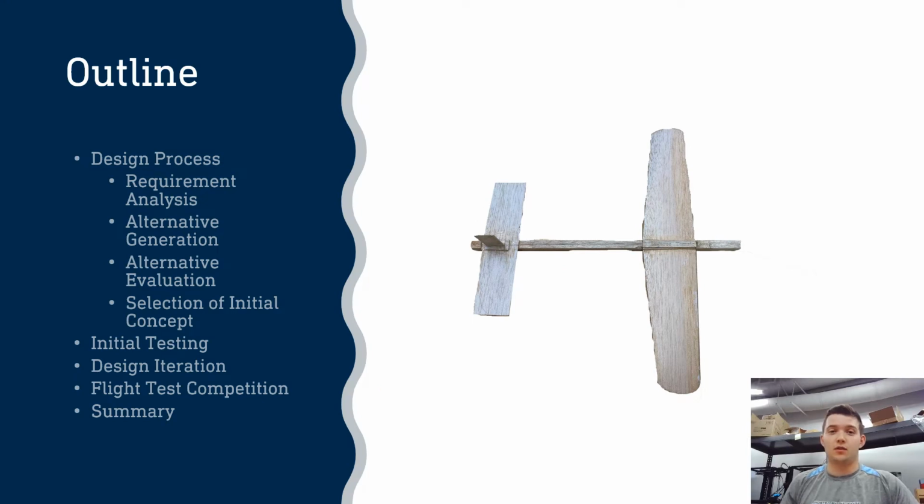So the outline for this presentation is going to be as follows. First, we're going to consider the design process. We're going to start with what are the requirements for this project, what were some of the alternative design choices that we had, and what was the initial concept that we eventually went with. What was our initial testing and the results from that. Next, what were some iterations of our design? What changes did we make before the final flight test, which is the next section? And then we're going to finish off with an overall summary.